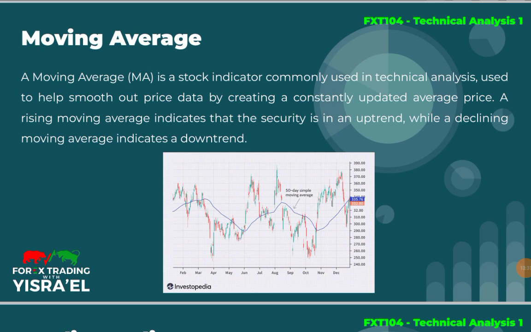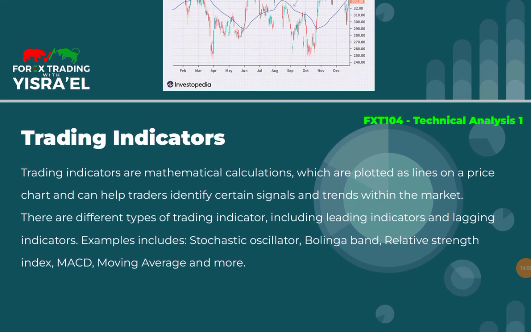It's used by technical analysts to help smooth out price data by creating a constantly updated average price. A rising moving average indicates that the security is in an uptrend, while a declining moving average indicates a downtrend. We will see all that in the practical section of this class.